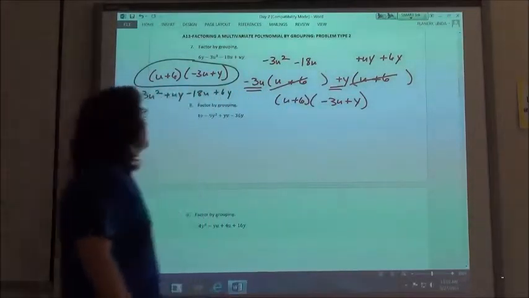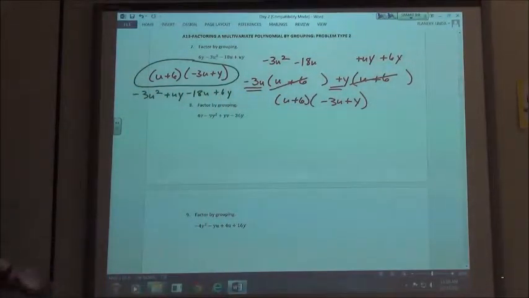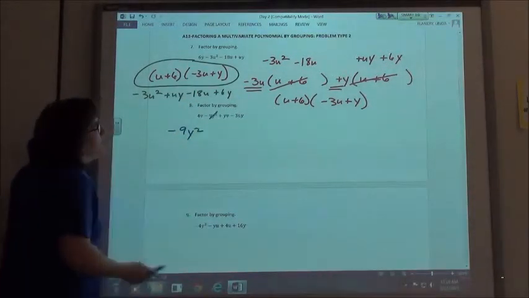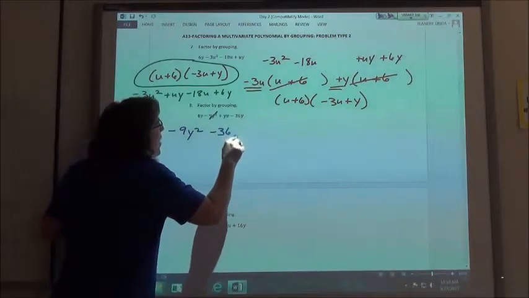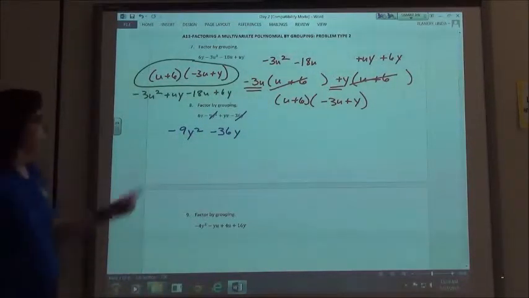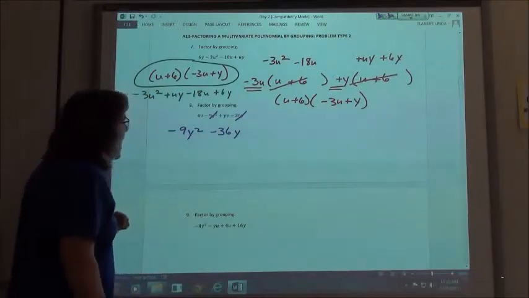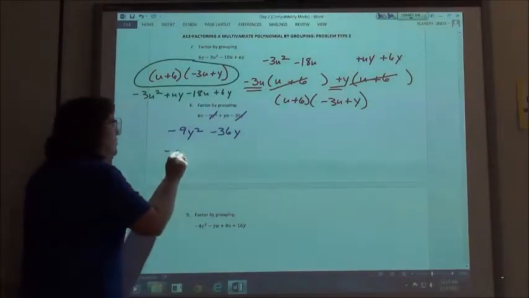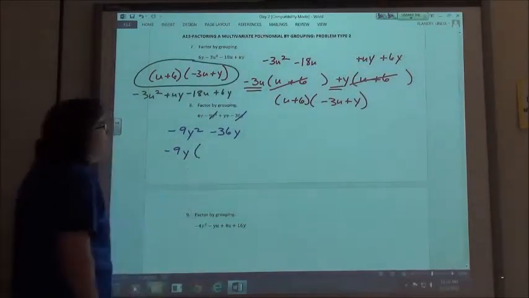So number 8 again says to factor by grouping. Again, I always like to start with the highest exponent first, so I'm going to use the negative 9y squared. I'm going to group that with the minus 36v because I think they have the most in common. You could try it with something else. If it doesn't work, you can always start over and guess again. But here, both of those have what in common? In this case, I can divide them both by a negative 9 and by a y. So negative 9y is my common factor.